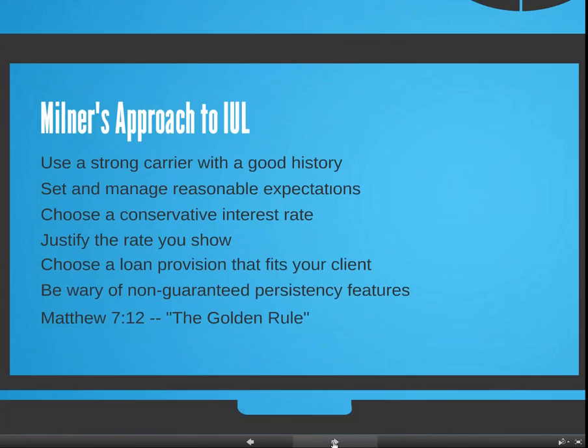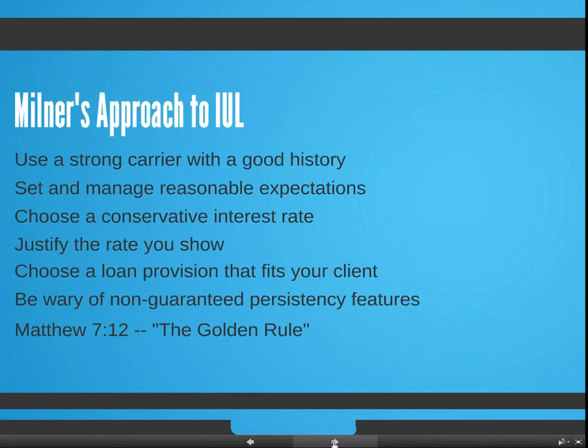What's Milner's approach here, just in a recap of everything? 1, use a strong carrier with a good history. 2, I would set and manage reasonable expectations with your client. Don't show them some ridiculous interest rate with a variable loan arbitrage. Choose a conservative interest rate. Justify that rate. Choose a loan provision that fits your client. And then be wary, like I mentioned, of non-guaranteed persistency features.